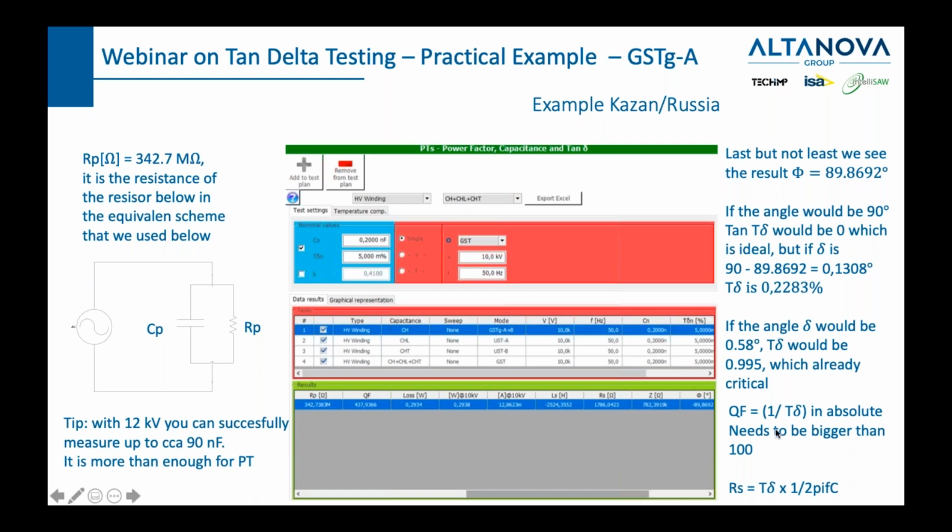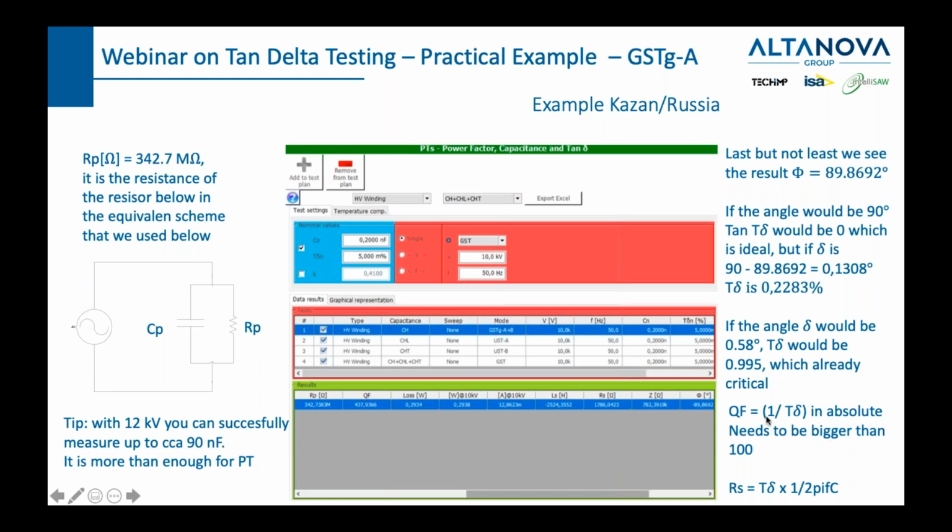If we play a little bit with these numbers, we can understand that if we say that 1% is the maximum tan delta, which means that we have a good insulation, what would be the angle of that tan delta? And the number we get is 0.58 degrees. So for 0.58 degrees, the tan delta is 0.995. For 0.59 degrees, we have already a number above 1%, which means that we should take care of that particular insulation.